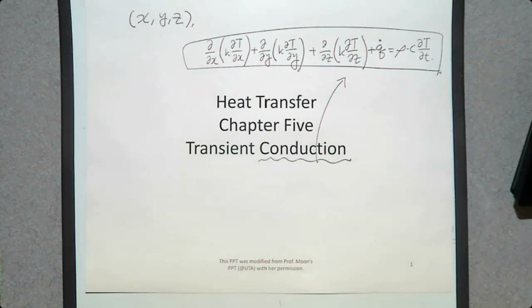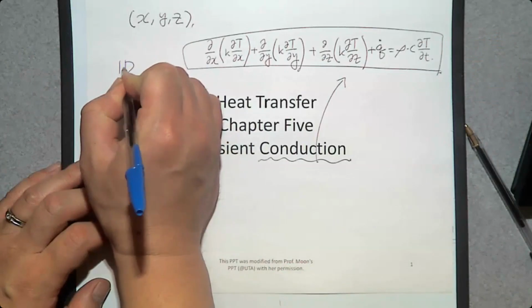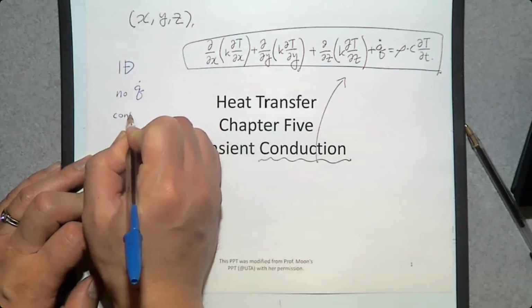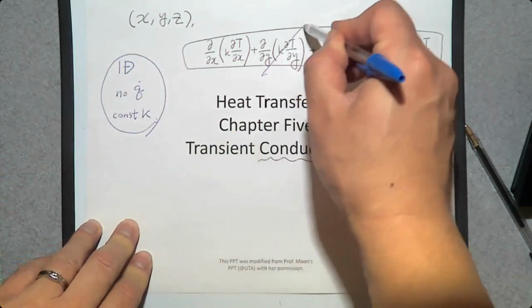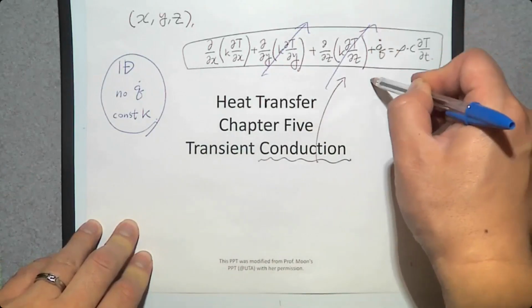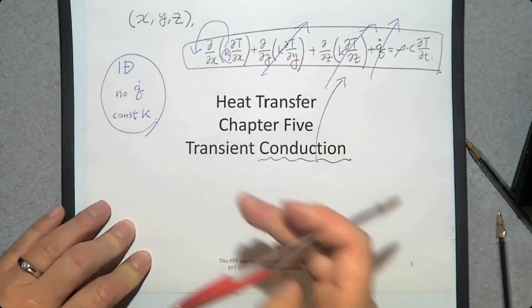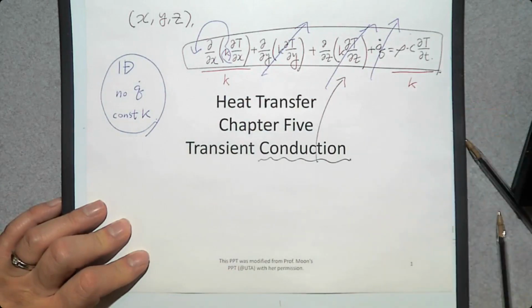However, solving that equation as is looks very complicated. So what are we going to do? We are going to assume that it is one-dimensional heat transfer, no heat generation, and constant thermal conductivity k. Then let's see what's going to happen. With these assumptions, we can remove y and z and q dot, and this k comes out. Then you can divide each side by thermal conductivity k.